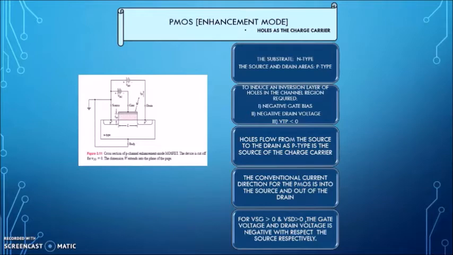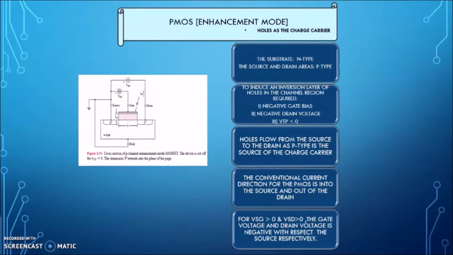Holes flow from the source to the drain, as the P-type is the source of the charge carrier. The conventional current direction for PMOS is into the source and out of the drain, as shown in the figure. For positive VSG and VSD, the gate voltage and drain voltage are negative with respect to the source respectively.